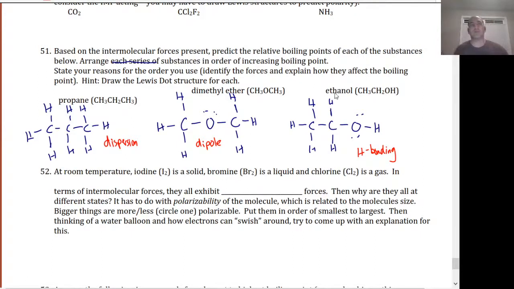Ethanol's boiling point is, I think, 78 C. Dimethyl ether is like 30-ish. And propane is really, really low. It's a gas at room temperature. So those intermolecular forces nicely explain the boiling points that we see.